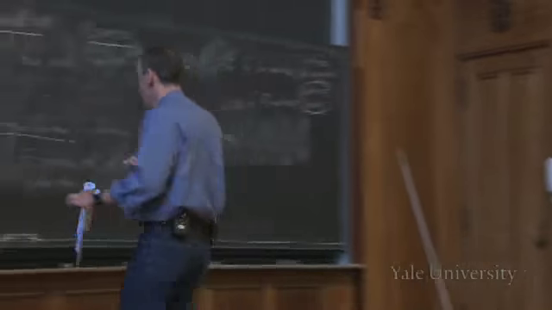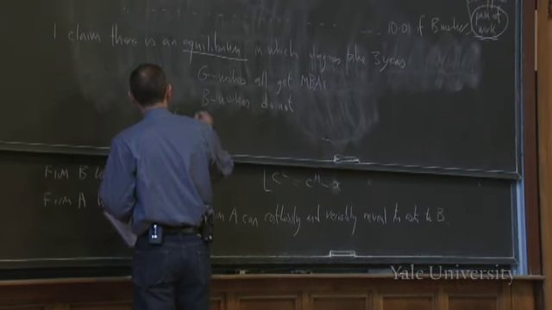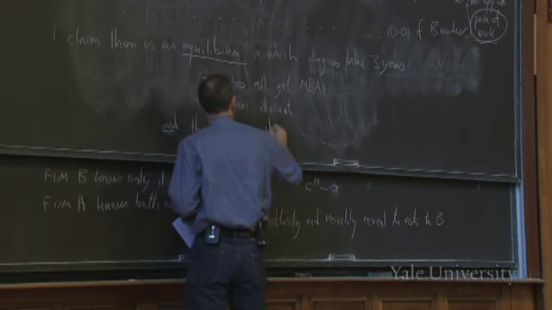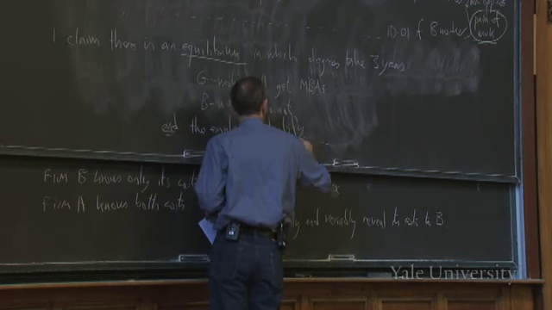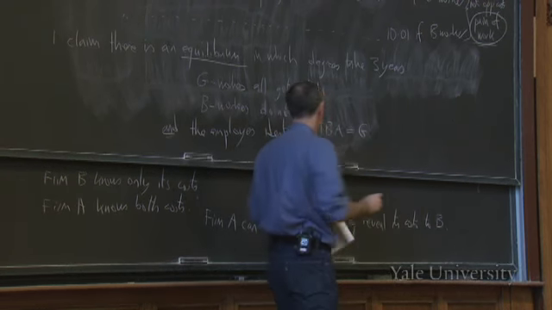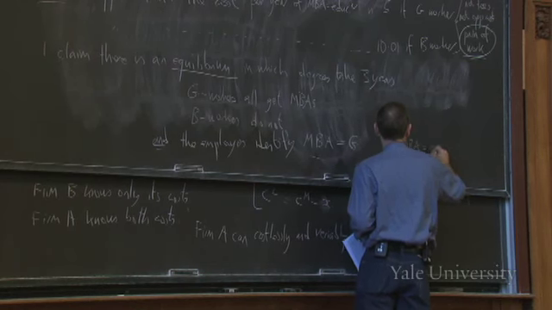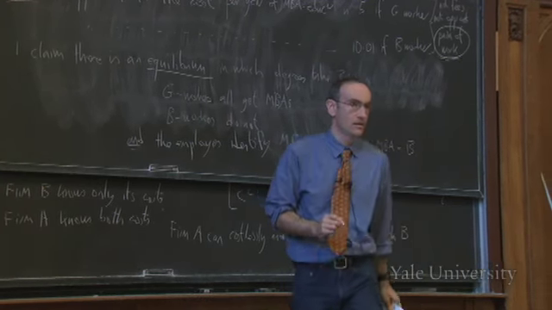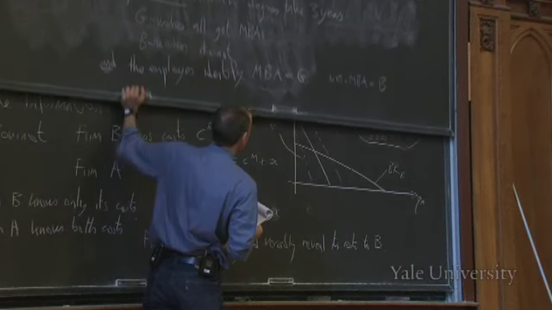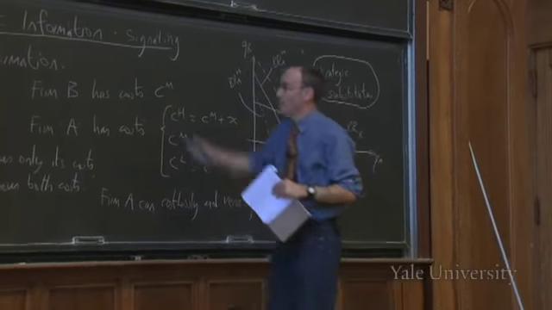To make this work, I need to convince the employers. So I need the employers to identify MBA equals good and not MBA equals bad. So that's what I claim is an equilibrium here. And what I want to do is show that this actually is an equilibrium.